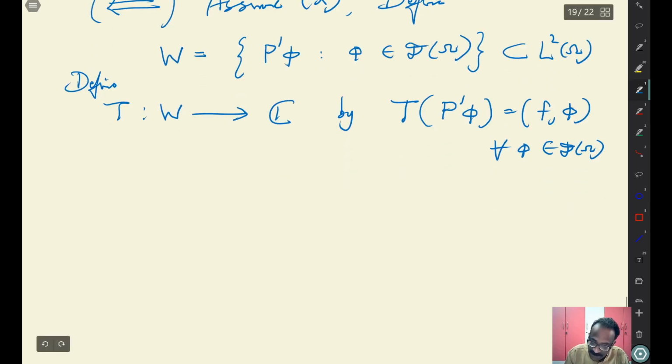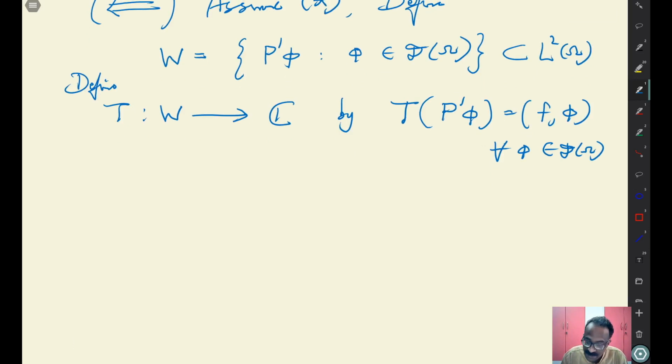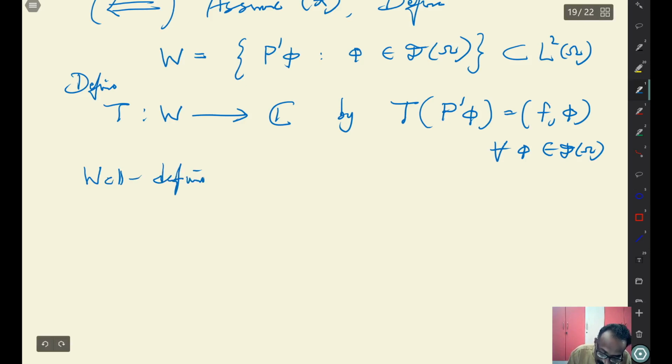Of course, you have to check that it is well-defined, in the sense that suppose phi1 and phi2 give the same P prime of phi1 and P prime of phi2. You have to show that f phi1 equals f of phi2. It shouldn't have a difference. So well-definedness is easy. It is well-defined by the condition.